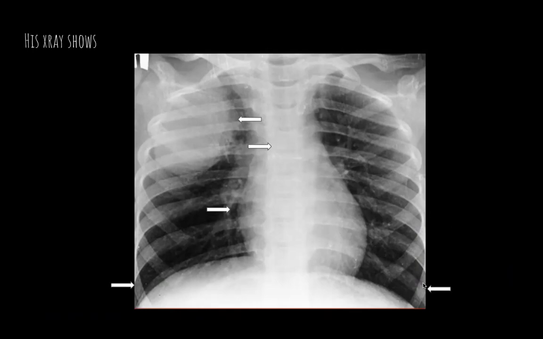From the diaphragm, what we can see in this image, it doesn't appear to be blunted, and there doesn't seem to be any excessive narrowing of that costophrenic angle. Everything else also appears to be fine.